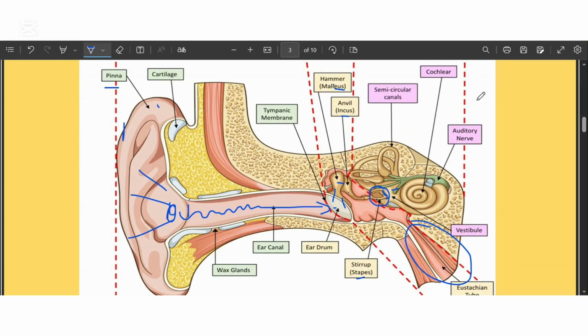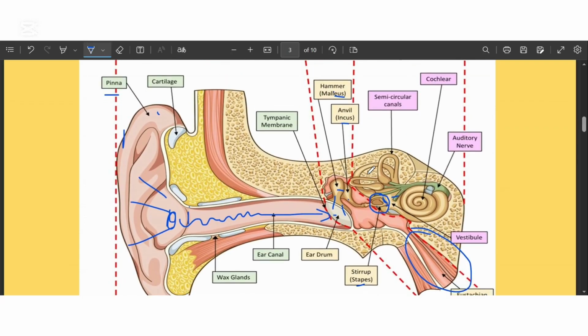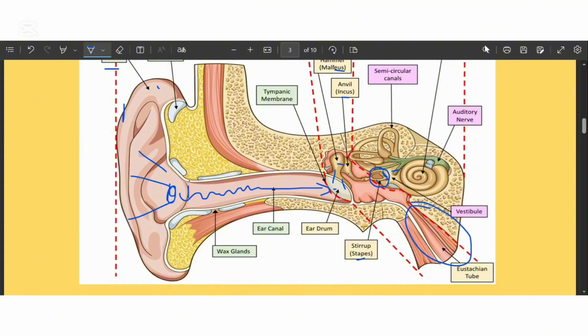Next is the eustachian tube. The eustachian tube is a very important part of the ear. It is a narrow canal that starts from the base of the middle ear and goes all the way down to the pharynx. Its main function is to keep the air pressure on both sides of the eardrum equal. In this way, the eardrum's movement is not hampered and the ear can work efficiently. Also, the eustachian tube connects the ear to the throat and the nose.